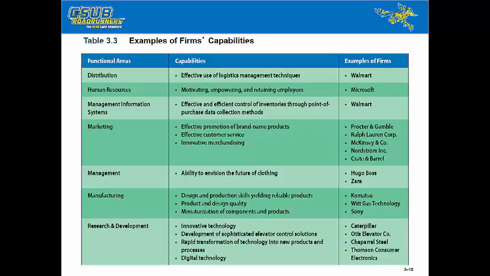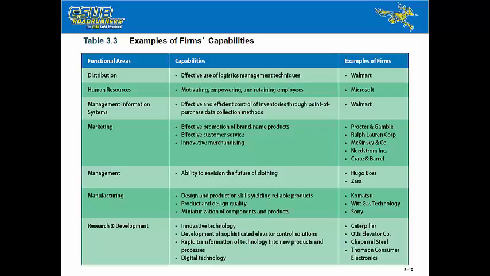Marketing capabilities, things like effective promotion of brand name products. Procter & Gamble is great at this. Ralph Lauren. McKinsey, although they're a consulting company, has really done a great job at branding themselves as the Cadillac of consulting companies. Nordstrom and Crate & Barrel are some other examples. Management capabilities, so the ability to envision the future of clothing. Hugo Boss and Zara are very good at that. Manufacturing capabilities, designing production skills and yielding reliable products, having good product and design quality. Komatsu, Whitgas, and Sony are some good examples there.